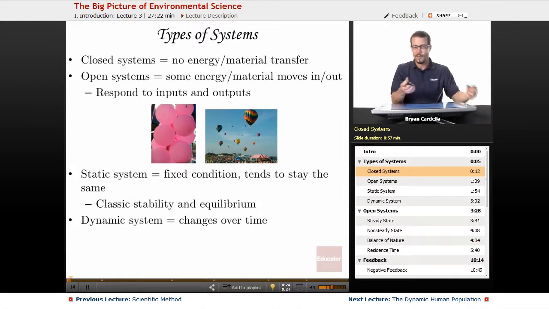If we take one of these toy balloons and put helium in it and tie it tight, it's going to stay that way for a very long time. Now, obviously, there's going to be a gradual leakage of gas, but for that time being, it's just as it is. Nothing's going in, nothing's going out. So a closed system is typically hypothetical. In nature, in reality, it's rare for there to be a completely closed system.